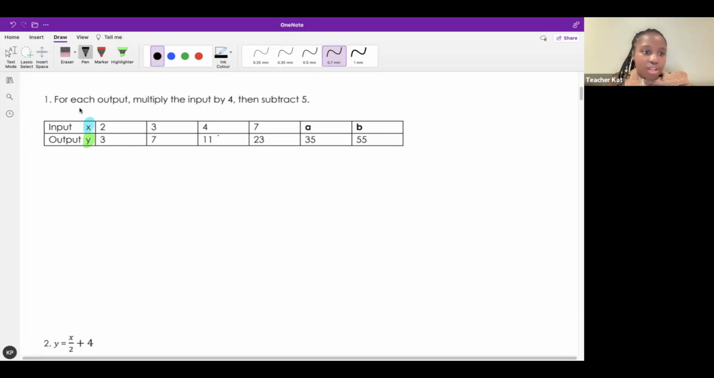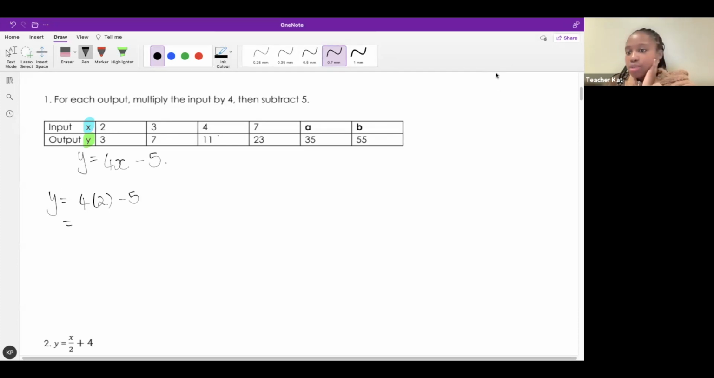So firstly, let's write that into a nice equation. For each output, which is y, you multiply the input by 4, which means you're going to say 4x, then subtract 5. So say minus 5. Okay. So if you look here, let's test it with the first one. With my first input, y equals 4 times 2 minus 5. How much is 4 times 2? We're just testing out the formula that they've given us now before we use it for other calculations.